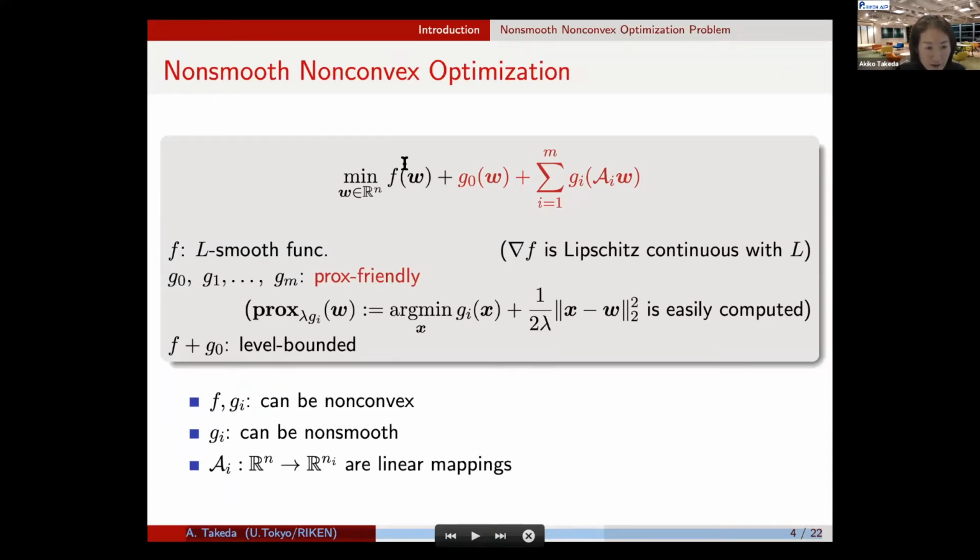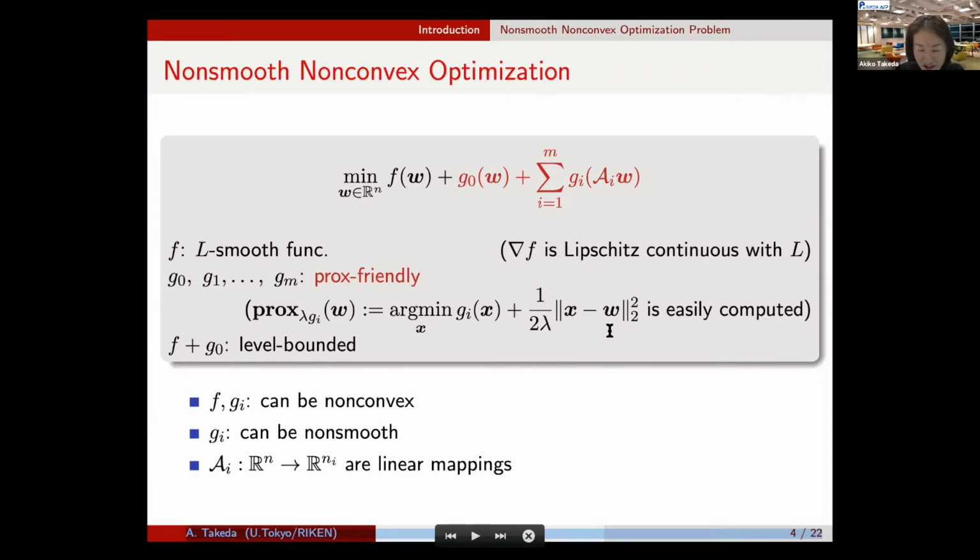So, if L-smooth functions G0 to Gm are prox-friendly, this is defined as follows: the proximal operator of function Gi is defined as the optimal solution of this problem.